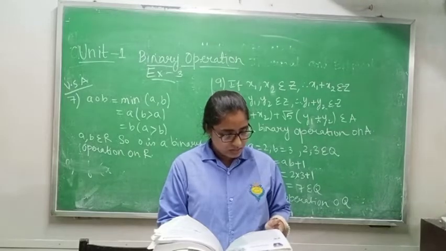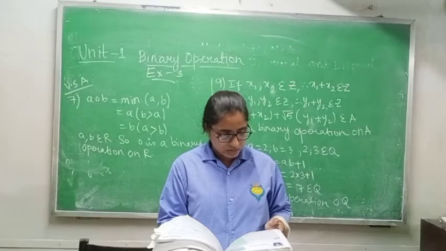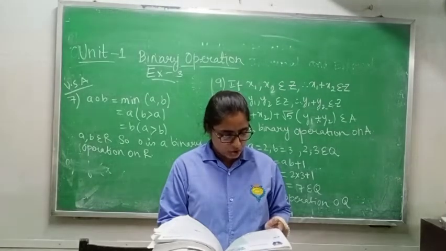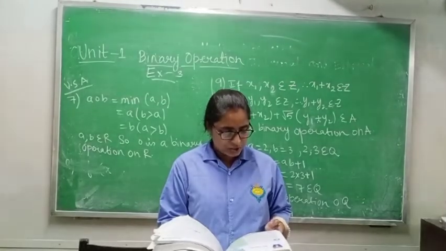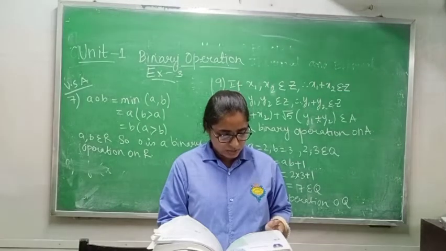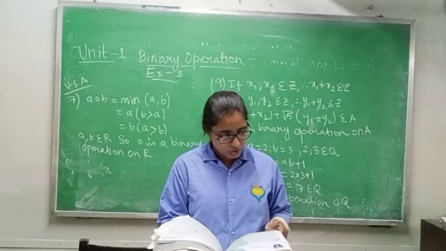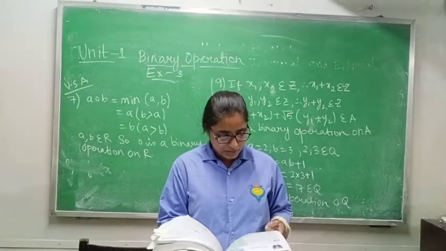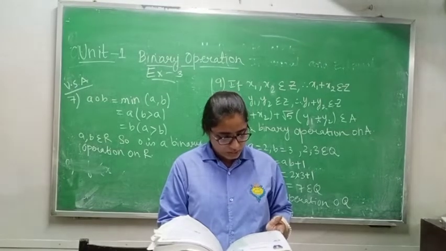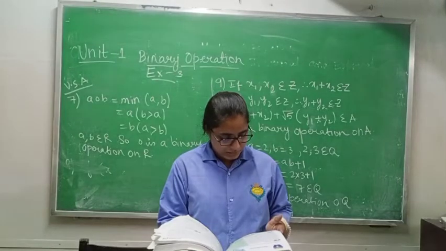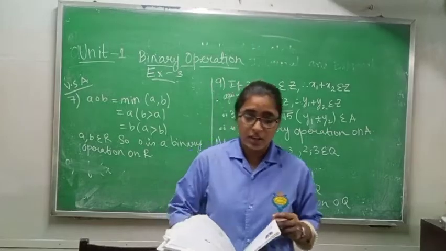The symbols star, plus, cross, circle, dot, etc. are used to denote a binary operation. Therefore, a binary operation star on a non-empty set S is a rule which associates with each ordered pair (a, b) in S cross S a definite element a star b belonging to S.